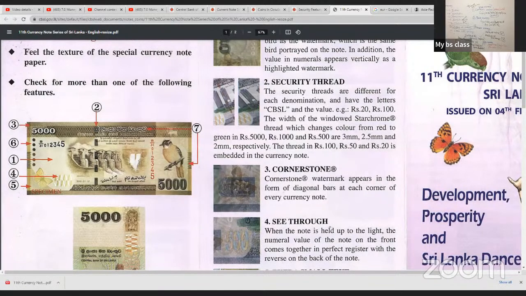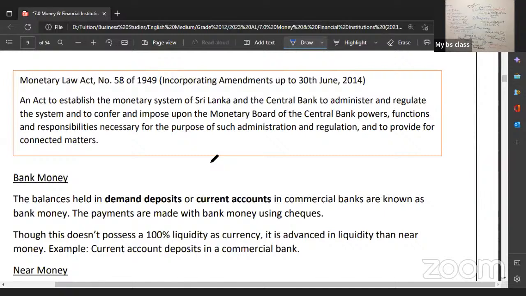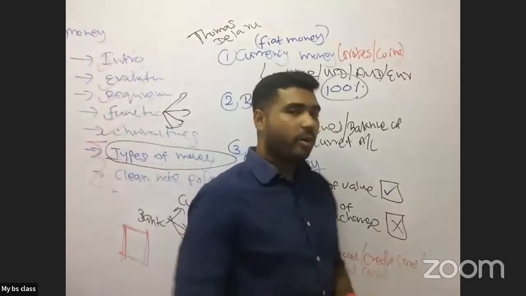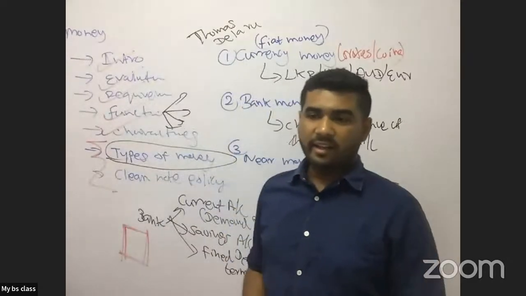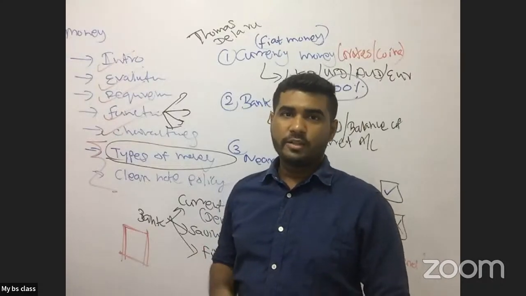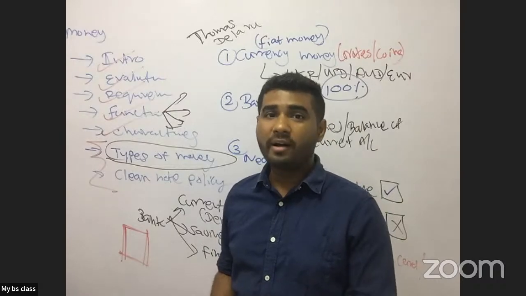Now, I have added some additional notes. What is this MLA Act? It's really important. Know what MLA is? Monetary Law Act number 15. Remember that the sole organization is the central bank. Remember that to work as an institution, what they have is power. So power needs to come through an act passed in parliament.